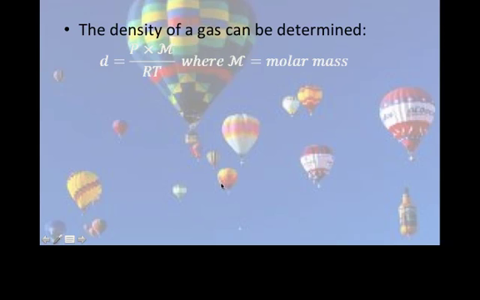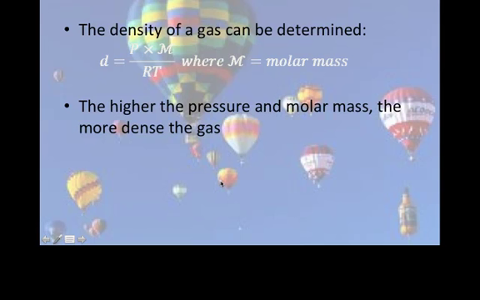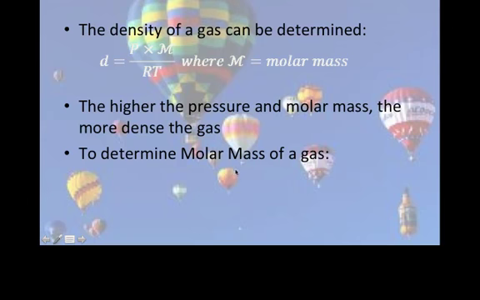So now that we've shown where that comes from, here it is for you to copy into your notes. Density is the pressure times the molar mass divided by the gas constant times the temperature. And so what we know is that the higher the pressure, the more dense the gas would be because it gets all squished together, right? And then if the molar mass is higher, then the gas will be more dense as well.